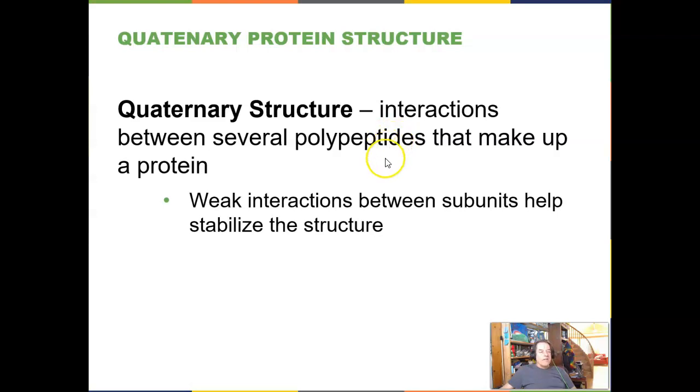All right. And then finally, in the case of hemoglobin, for instance, we can get 4 different proteins and join them together. Each hemoglobin molecule is made out of 2 alpha proteins and 2 beta proteins. So 4 different proteins joined together, and that's the quaternary structure. That just means the 4th level of organization. Not all proteins have a quaternary structure.